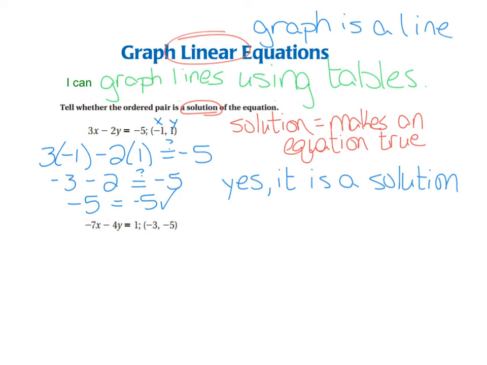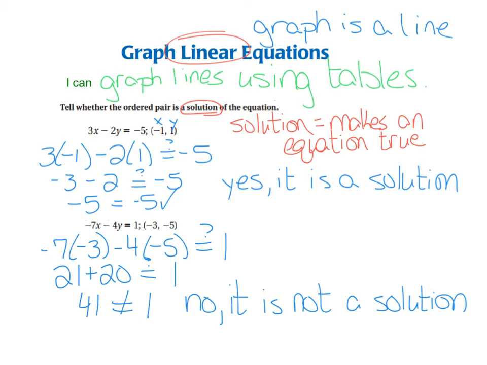All right, now, second problem. They give you a linear equation. They give you an ordered pair. I want you to pause the video and see if this ordered pair is a solution to that equation. Did you get no? I had -7 times -3. That gave me a positive 21. Here, I've got a -4 and a -5, that negative times a negative gives me a plus 20. 21 plus 20 is 41, and that does not equal, notice I put the slash through the does not equal, 1.